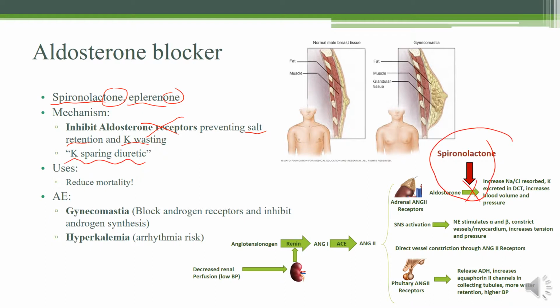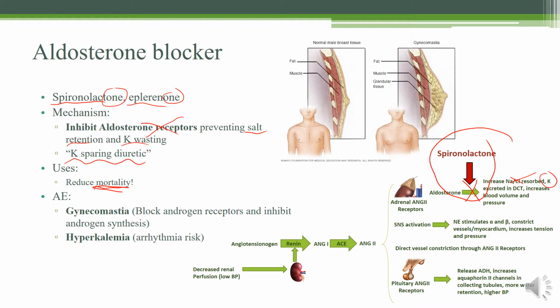They're going to prevent the effects of aldosterone, preventing sodium retention, and sparing the potassium. And this actually reduces blood pressure. One thing that you do need to know is that this is one of the drugs that decreases mortality. It's important to know the drugs that decrease mortality. So far we've covered beta blockers, we've covered ACE inhibitors, and we've covered aldosterone blockers. All of those actually reduce mortality.